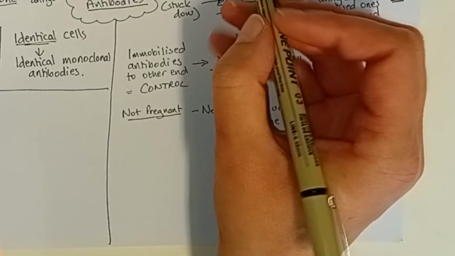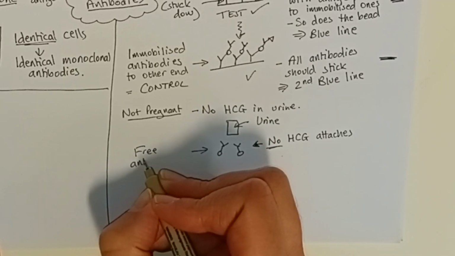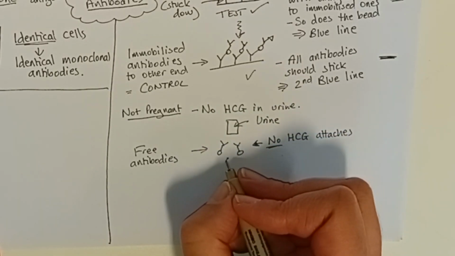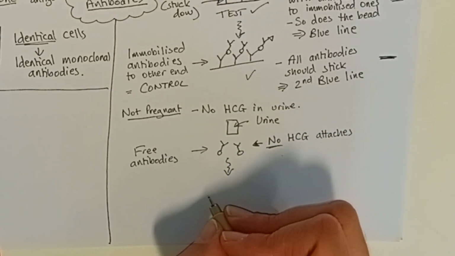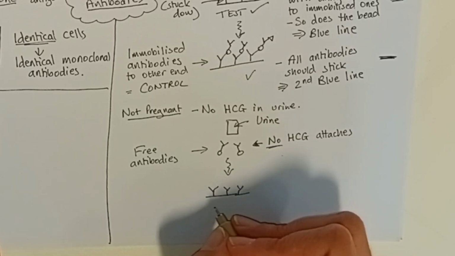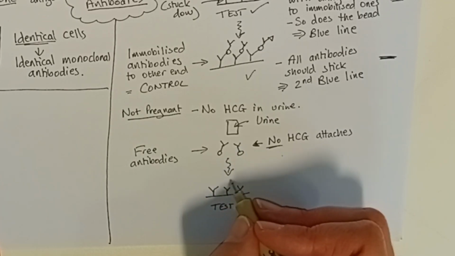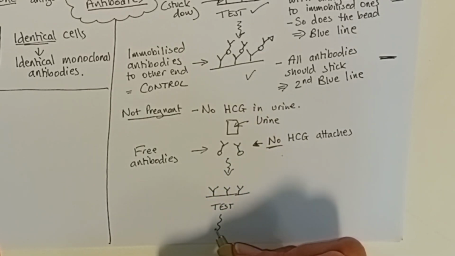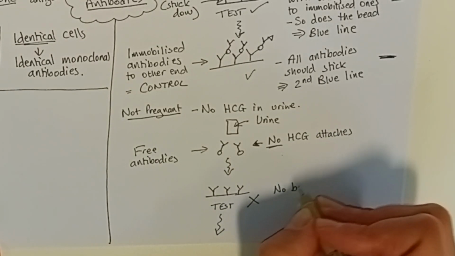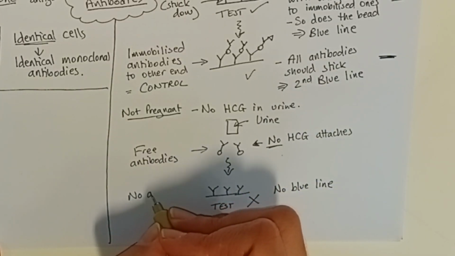Just like in this one, these antibodies are free, they can move. Free antibodies. And they move down the paper towards the test window. But because there's no antigen, they just flow straight past it. So there is no line. Because there is no antigen to attach.